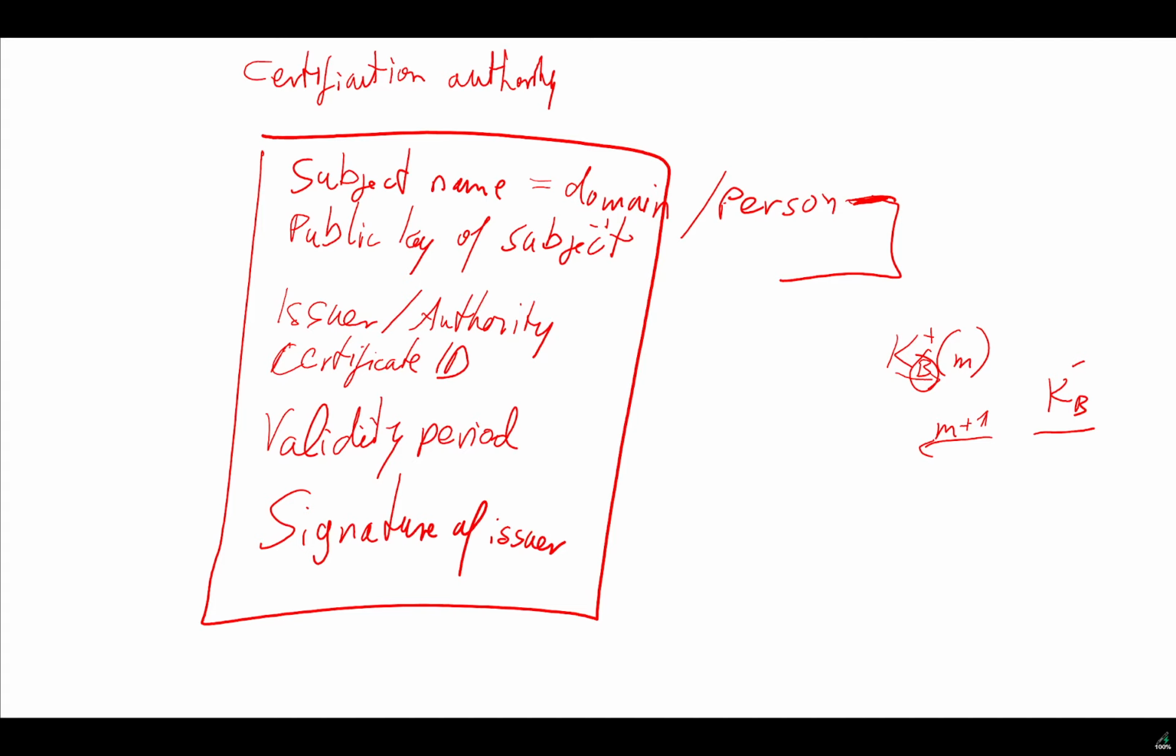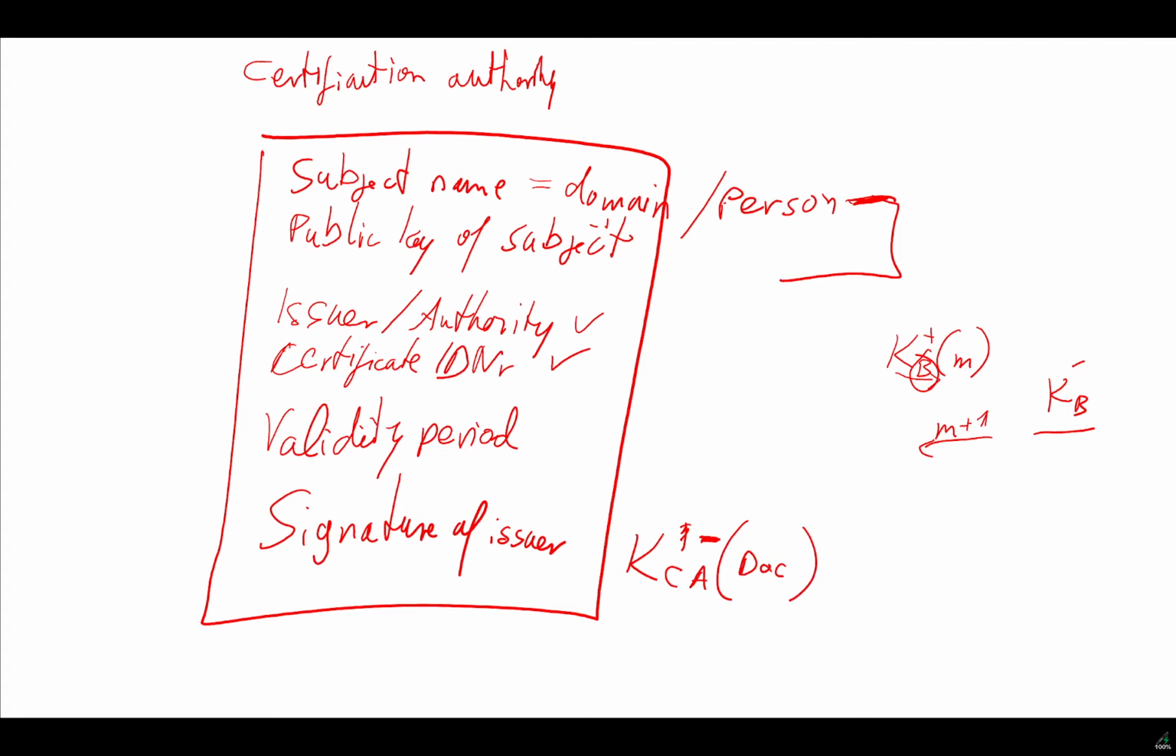And then the issuer is saying who is. Typically, it's in this case a certification authority, a company that does this service. It has a certificate ID, so number, validity period, maybe until next year, and the signature of the issuer. So that means it uses its private key of the issuer, certificate authority, to verify the document.